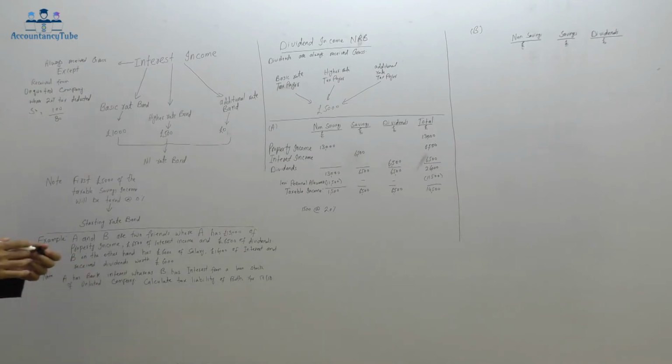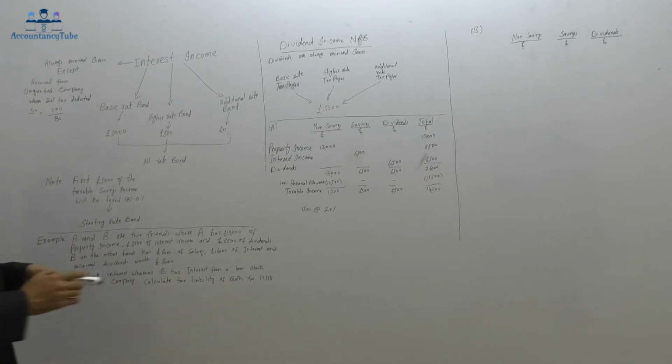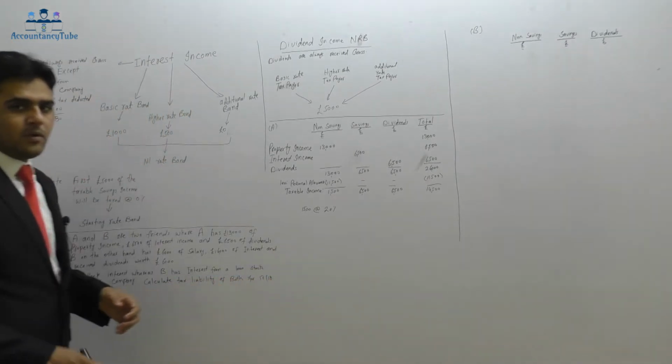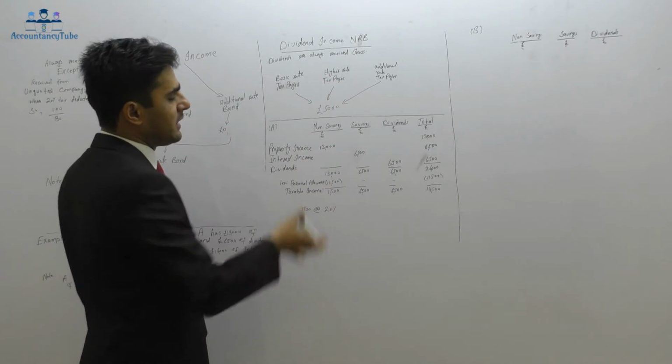Now, what about the savings income? Could you tell me how much? How will we calculate the tax on the savings income? Now, we have studied the rule here that the first £5,000 of the taxable savings income will be taxed at the rate of 0%. Now, what about this £6,500? So, shall I take the 5,000 at the rate of 0%? What do you think? No, because £1,500 has already been deducted.